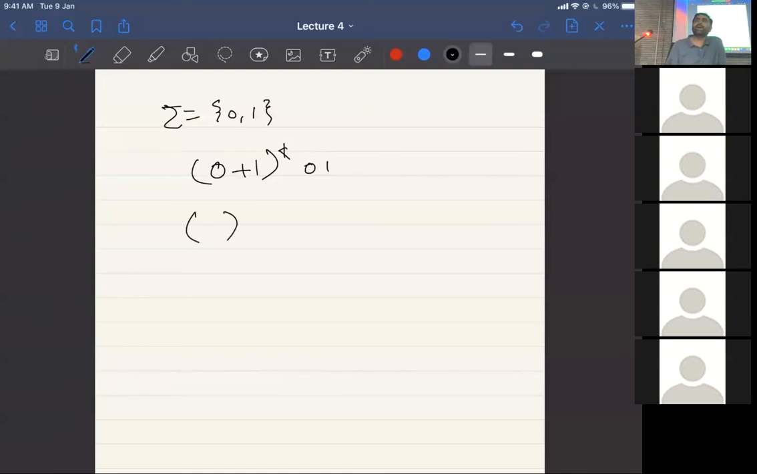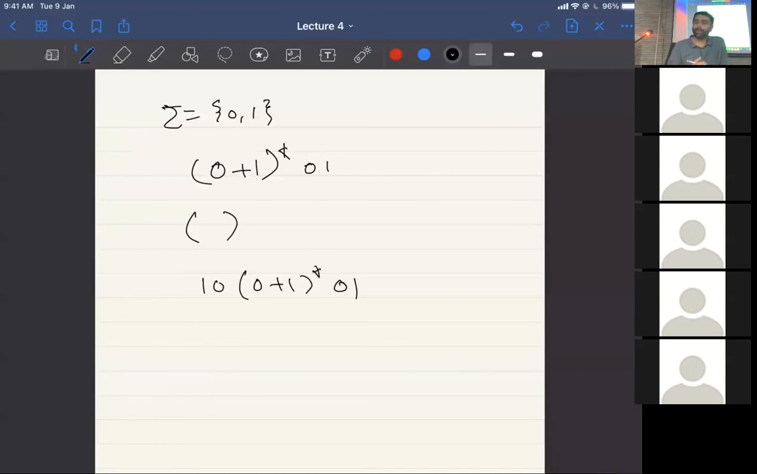For example, you can say that I want to look for a language that starts with 10 and ends with 01, and in between it can have any number of zeros and ones. So how can we write that? It starts with 10, then it can have any number of zeros and ones, and then it ends with 01. So it's a regular expression which starts with 10, then has any number of zeros and ones, and then ends with 01.